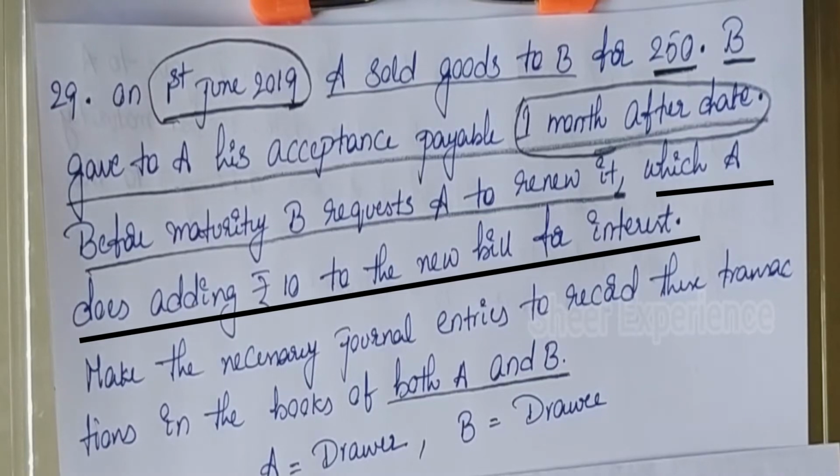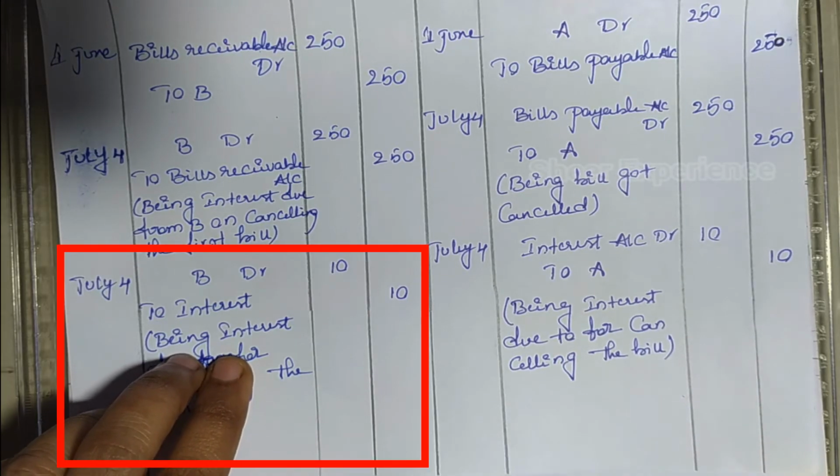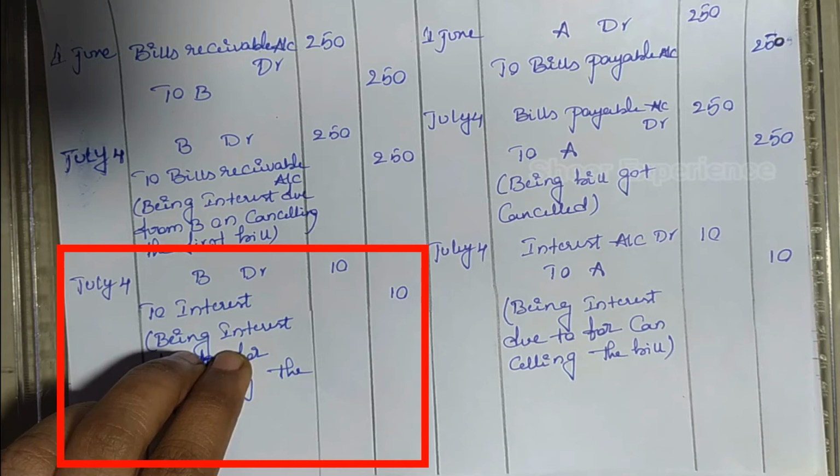Next in the question it says A does adding 10 to the new bill for interest. This means A agreed to create a new bill cancelling the old bill, but he is charging 10 rupees as interest. So the journal entry when the interest is charged is drawee debtor to interest account in drawer books. Here our drawee is B. So B debtor to interest account. Amount is 10. Interest is an extra income for A. So whenever income increases, we credit it.